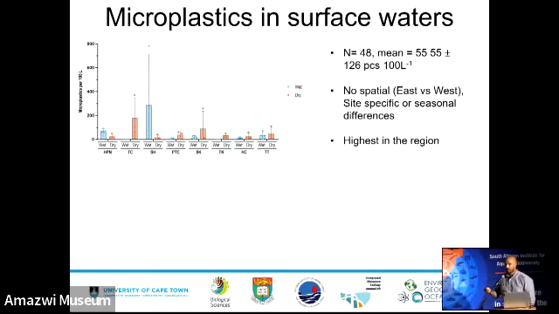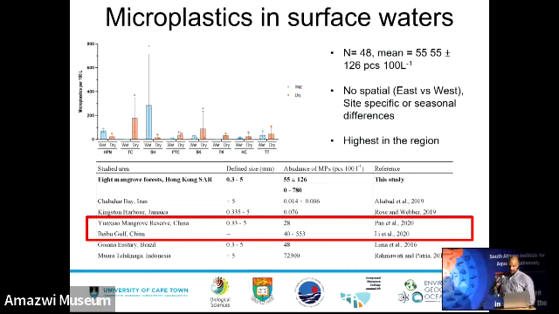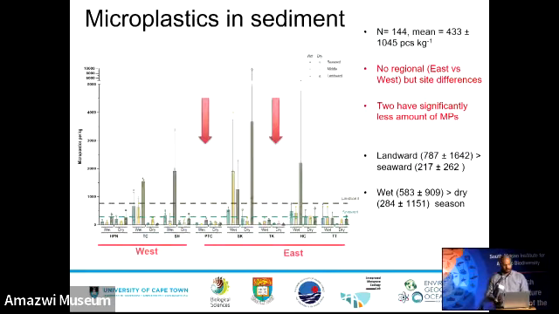So there's bound to be microplastics as well. And we set out to find out how much and what influences the loadings that we're getting. So in surface waters, we found no spatial differences, no site-specific differences, and no seasonal differences in terms of microplastic loadings in the surface water of these mangroves. It could just be that the microplastics coming in are just biofouled very quickly and then sink to the bottom. But what is concerning is that the microplastics in these surface waters are the highest in the region, for mangroves at least.